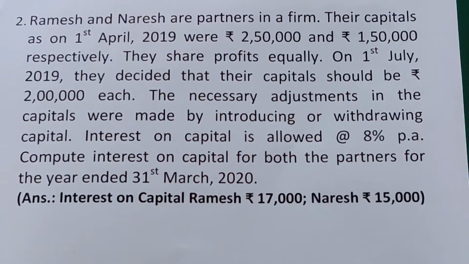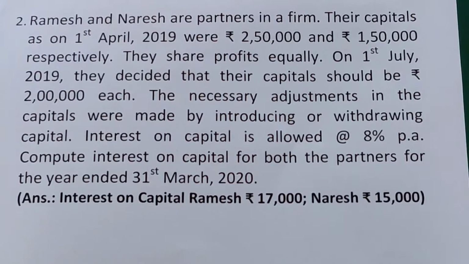Now here let's have a look again at the question. These two partners have their opening capitals of 2,50,000 and 1,50,000 rupees. On 1st July 2019, they both decided that their capital should be 2 lakh rupees each. Now to make it 2 lakh rupees each, what will be done? Ramesh will have to withdraw 50,000 rupees, whereas Naresh has to bring in 50,000 rupees.